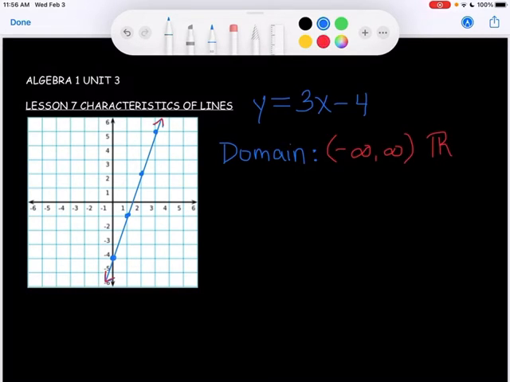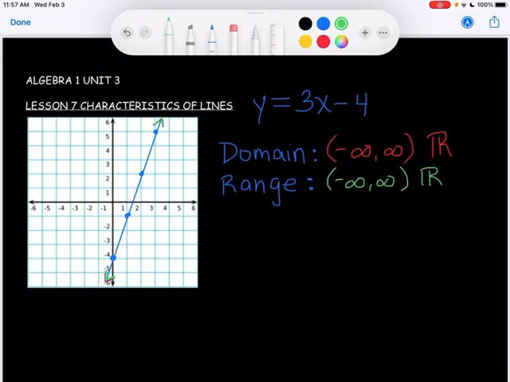The next one we look at is range. So domain is the x's, that's left to right. Range is the y's, that's bottom to top. So how far down to how far up does this thing go? Again, we said it's going to go down and to the left, so down forever, and up and to the right, so up forever. So the range is also negative infinity to positive infinity, or all real numbers. The nice thing about lines is that all of them have the same domain and range. It's negative infinity to positive infinity for both domain and range.